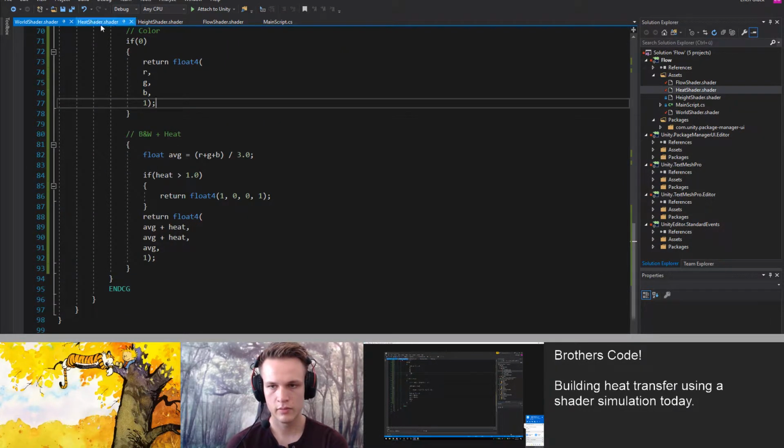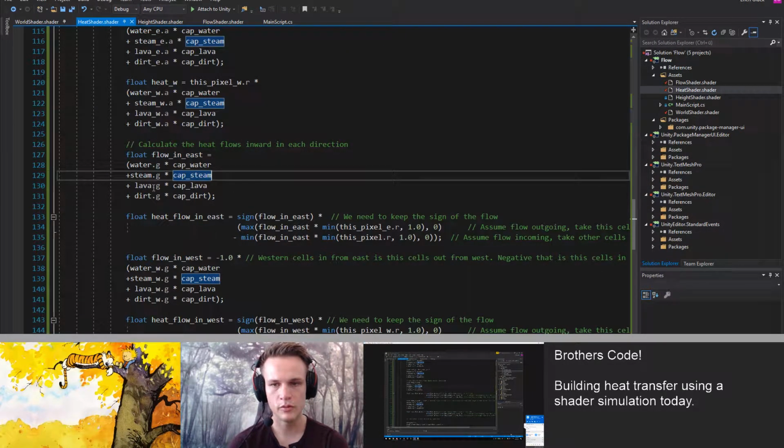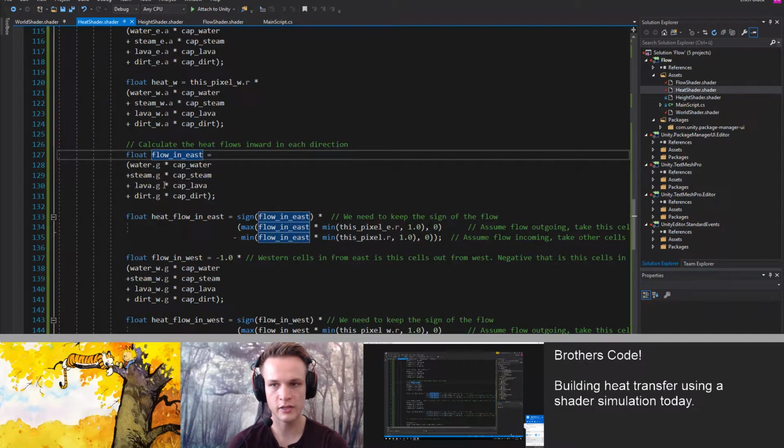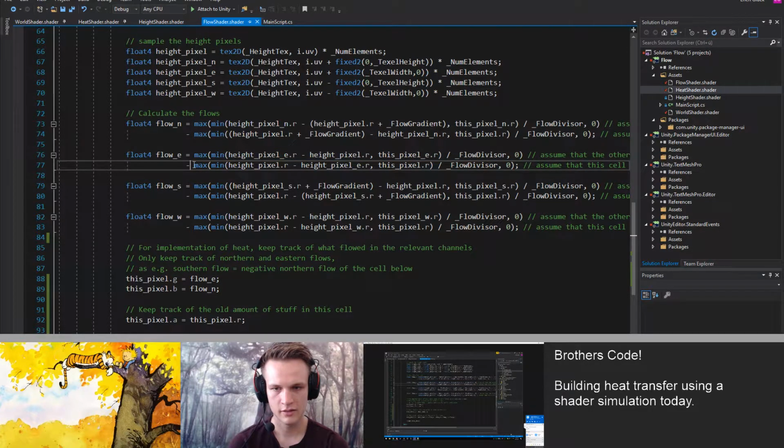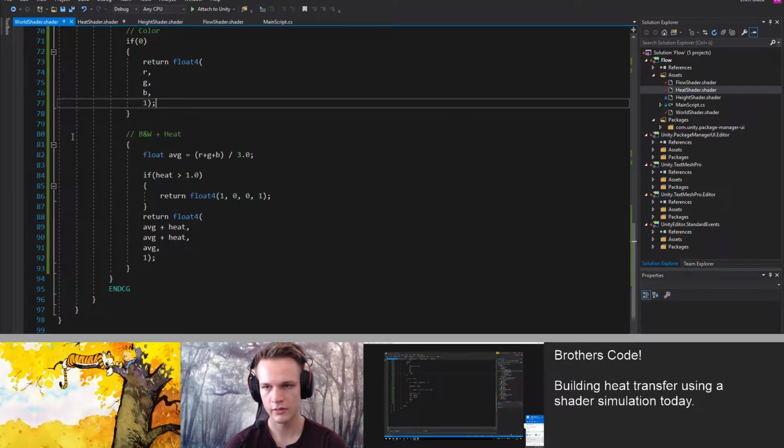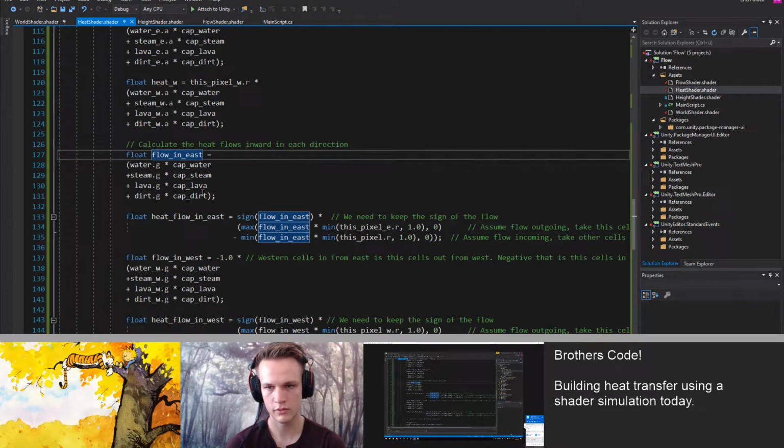And if you just to be sure, that does work over there, right? Where if you're flowing the other direction, like if you flow out, then it is negative. That minus, so right? 0 minus the max of that is flowing to the east. So if you flow out, it is negative. Then back in the heat shader.